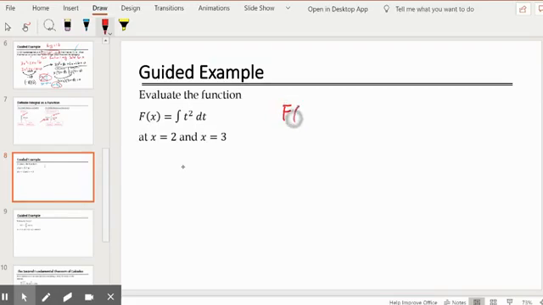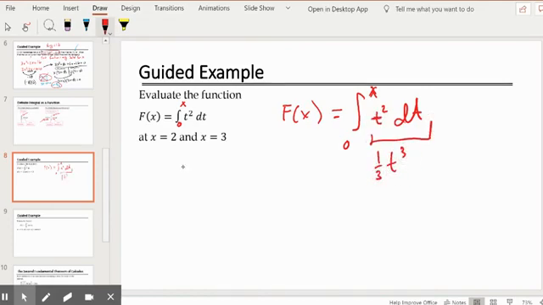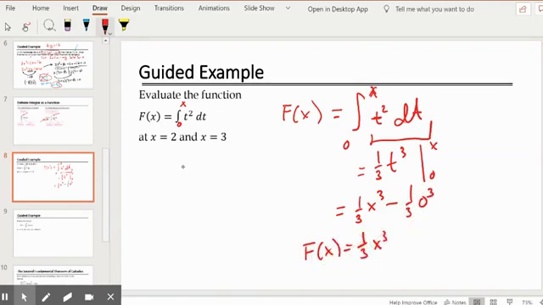So F of x is equal to, I'm missing my bounds here. Let's make this from 0 to x. So F of x is equal to the definite integral from 0 to x of t squared dt. And we see that the antiderivative here is 1/3 t cubed on the interval 0 to x. And now we plug in the bounds: 1/3 x cubed minus 1/3 0 cubed. We get that F of x is equal to 1/3 x cubed. So that's our function that we got using the definite integral and a variable on the bounds of integration.